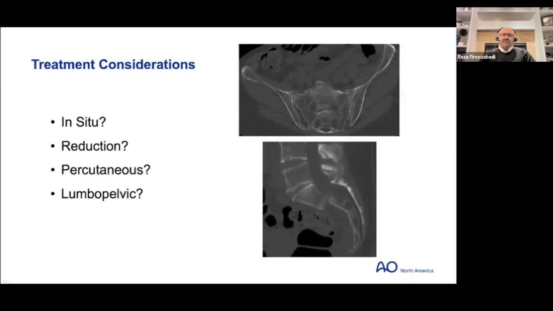discuss, can you do some of this percutaneously and not open it? And what are some challenges with doing it either open or percutaneously trying to get this?